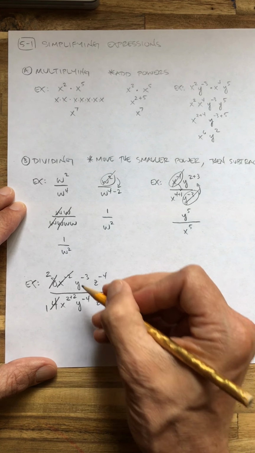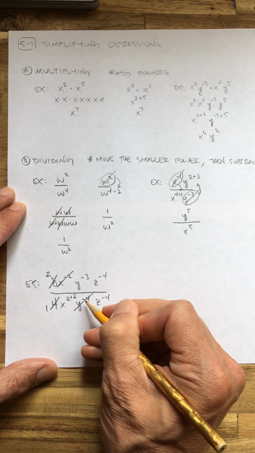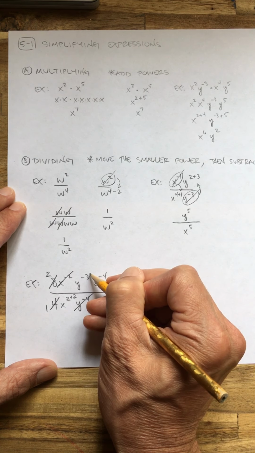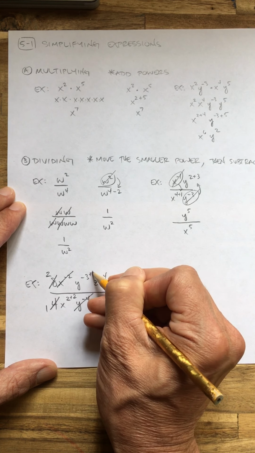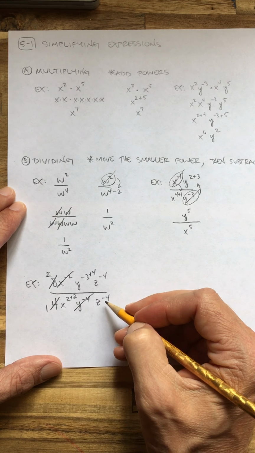Okay, now look at the y's. Which one's smaller? The negative 4 is smaller, so I cross it off. Negative 4 is subtracted up here, so subtract negative 4. That's a plus 4. Okay, all right, and then finally here, which one's smaller?